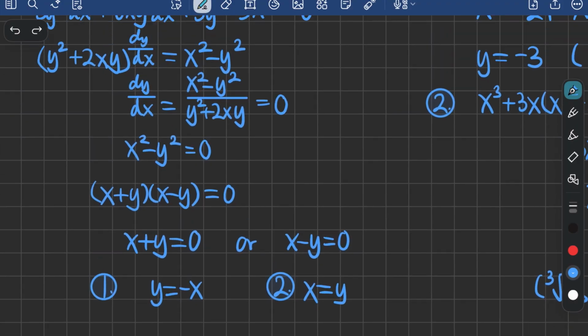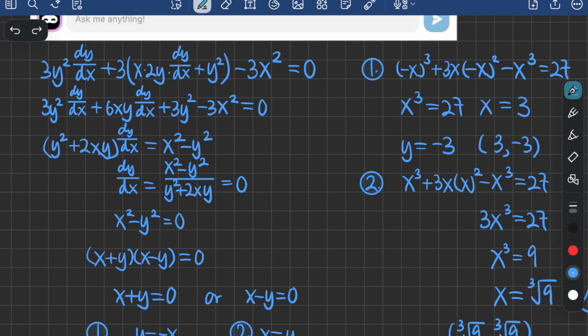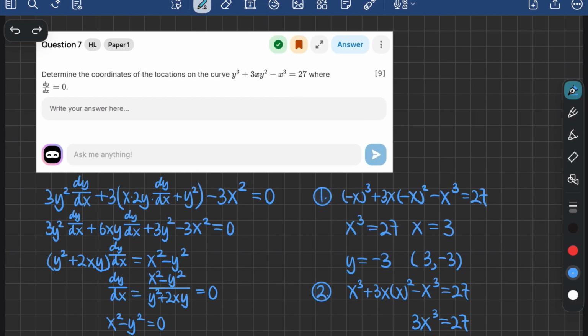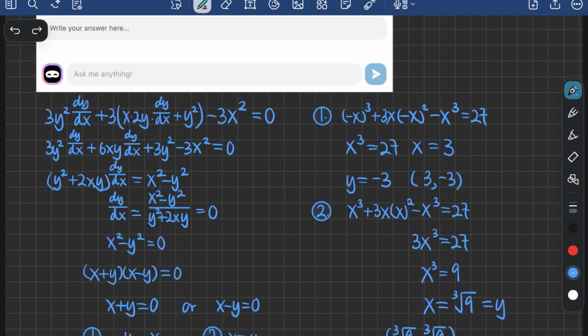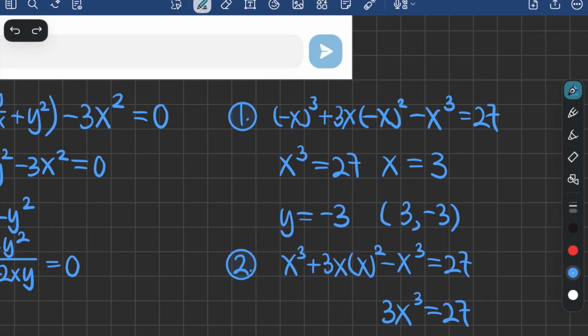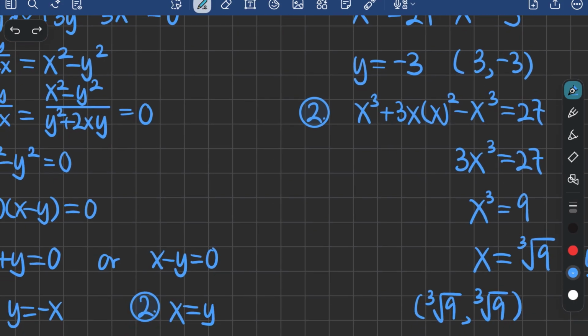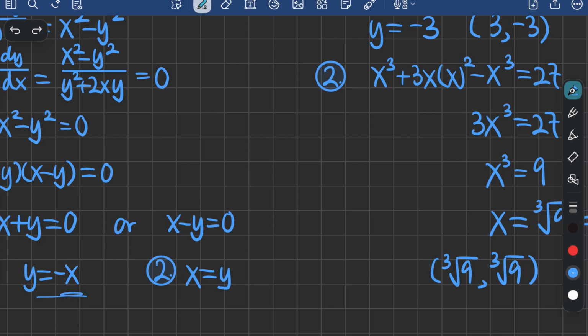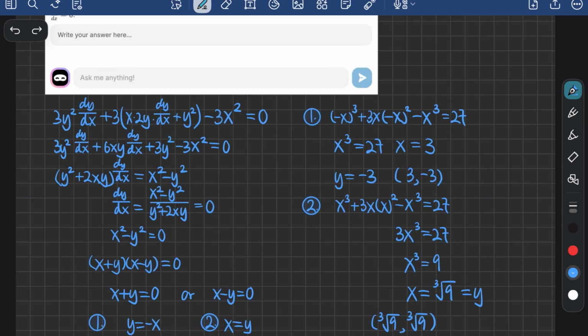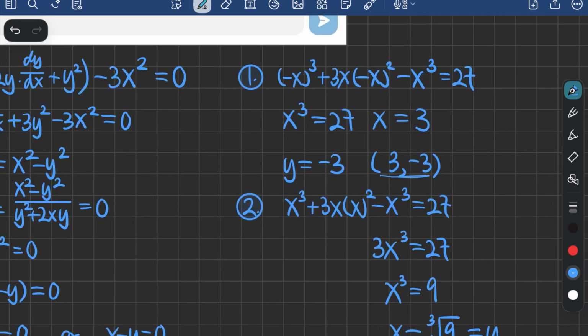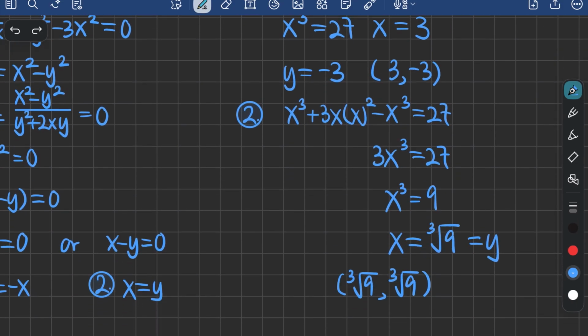So let's find the coordinates for each case. Just substitute y with the value of x it can represent, and find the value of x first, and then use this to find the value of y. So the first point has these coordinates, and the other point, following the same procedure, will have these.